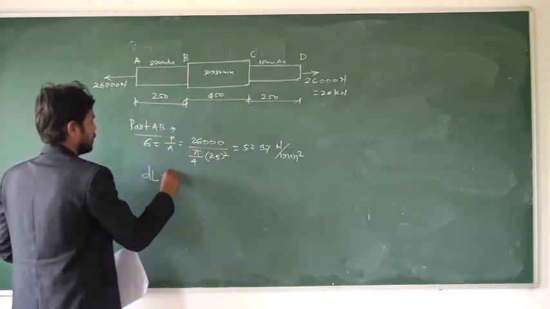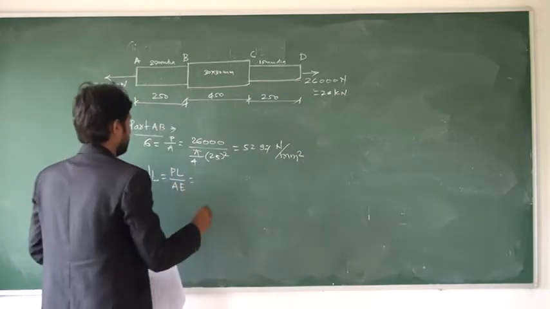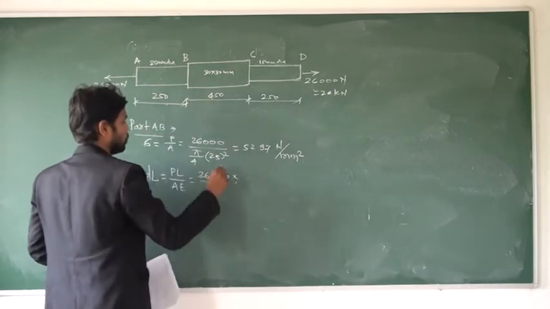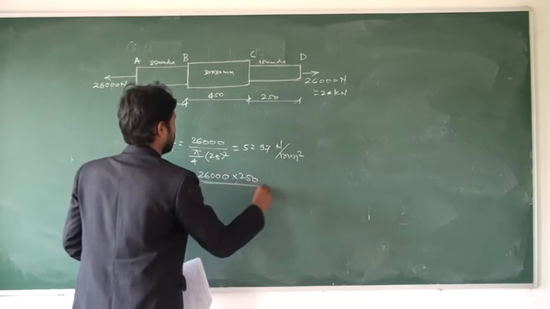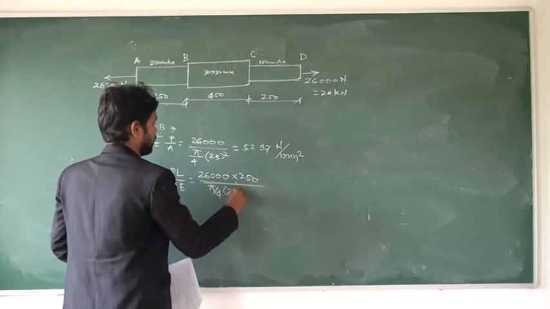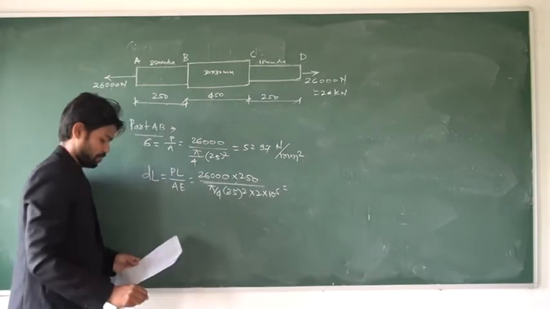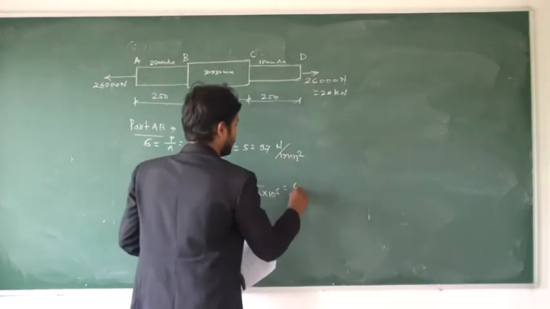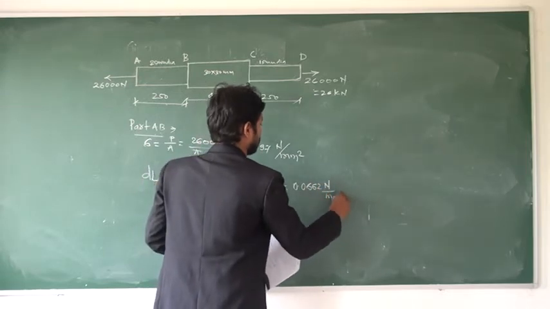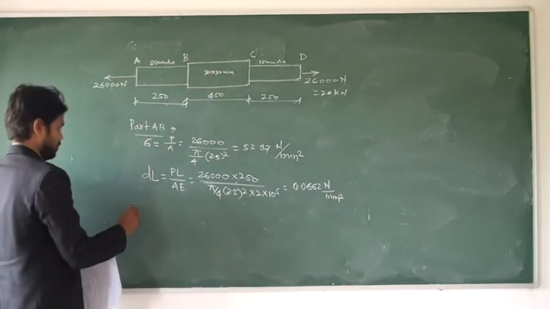AB, again PL upon AE. So what is P? P is 26000, L is 250. Area is pi by 4 into 25 squared. E is 2 into 10 raised to 5. They have given this value of E. So this is 0.0662 mm. So this is for part AB.